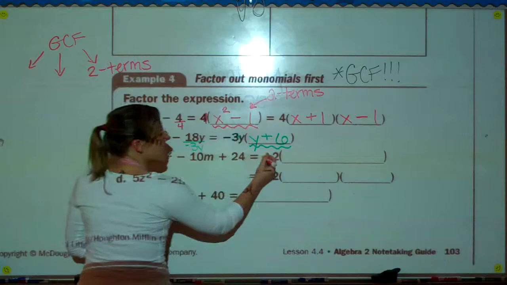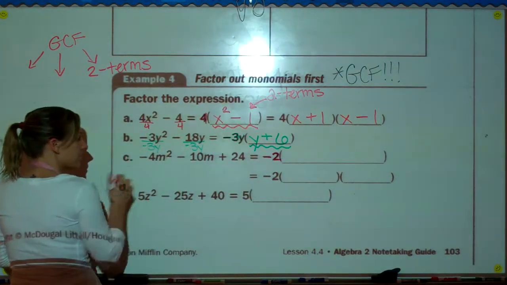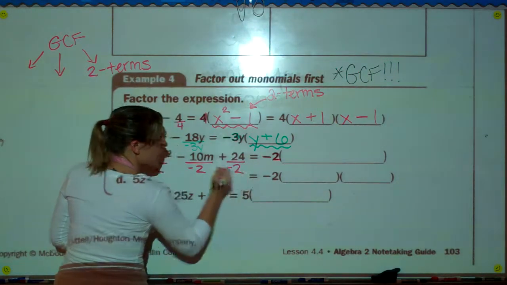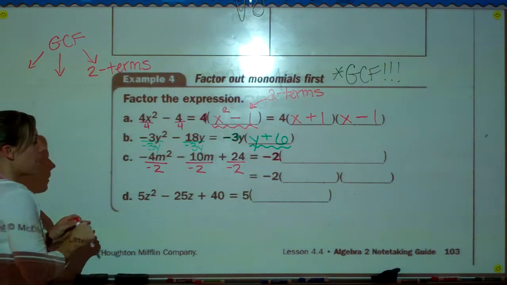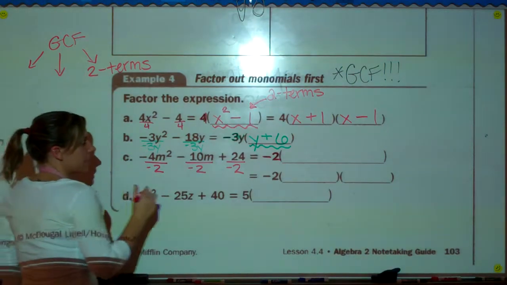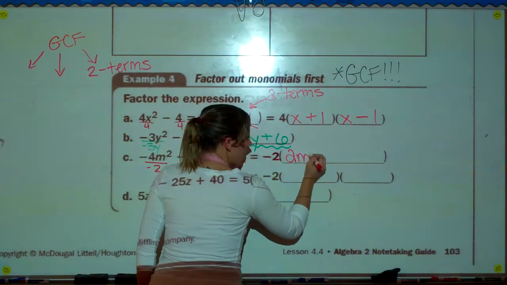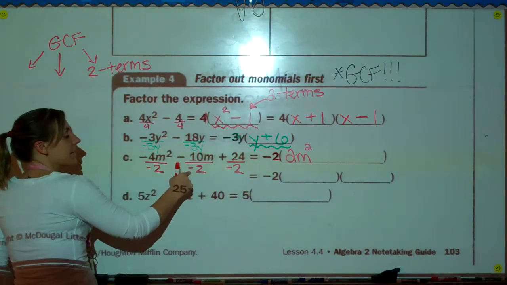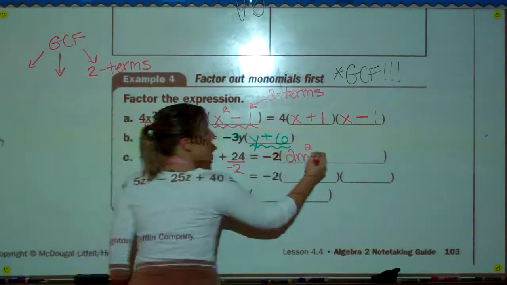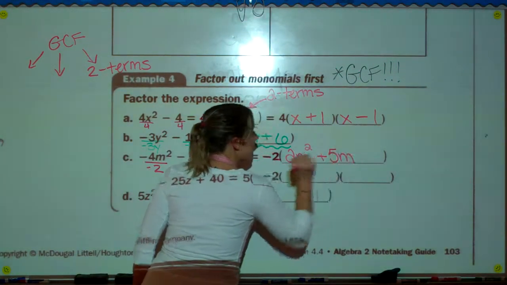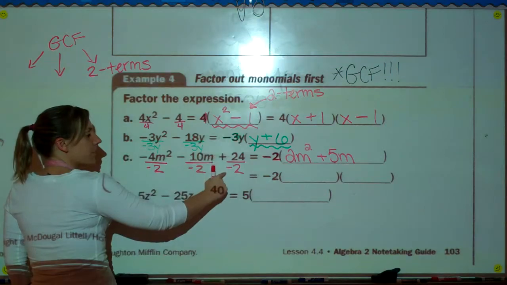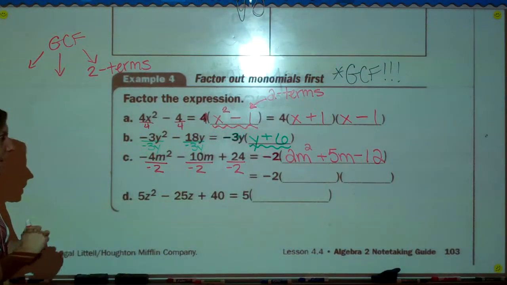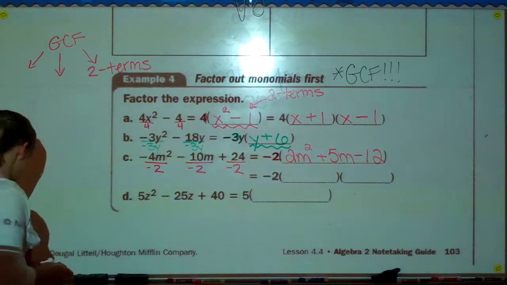And that's what I thought. It's actually a negative 2, which makes way more sense. So divide everything by negative 2. Negative 4m squared divided by negative 2 is 2m squared. Negative 10m divided by negative 2: negative divided by negative is a positive 5m. 24 divided by negative 2 makes that a negative 12. So watch your signs, watch your variables, all that.